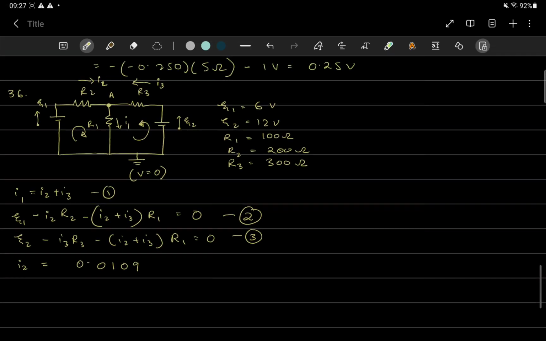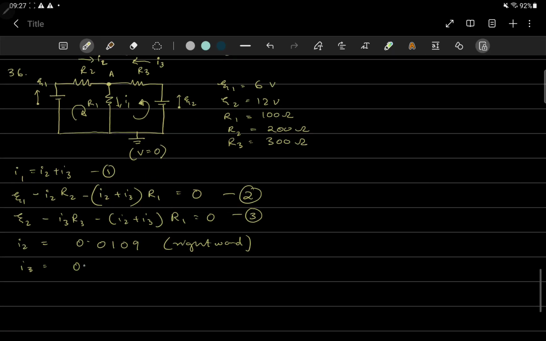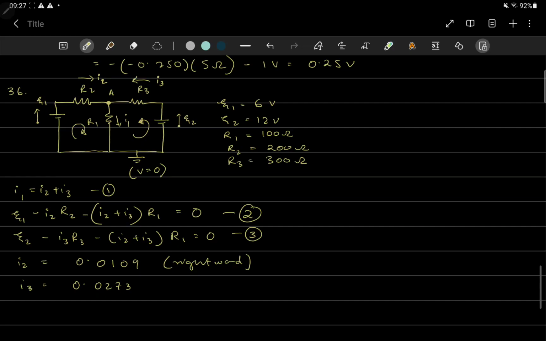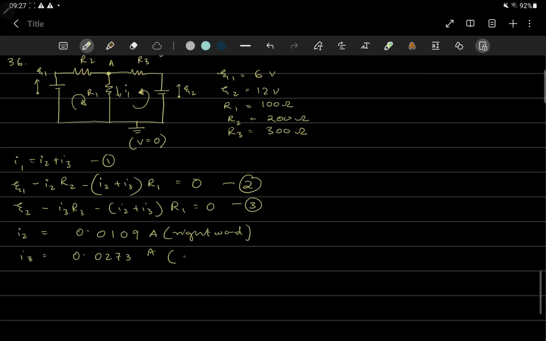So I2 over here is rightward, which we assumed earlier, so this is correct because you get a positive answer. Okay, and I3 also, you will see that you will get 0.0273, which is leftward, because since we get a positive answer, it is correct in assuming that this is going to be in this direction. So this is also going to be leftward.